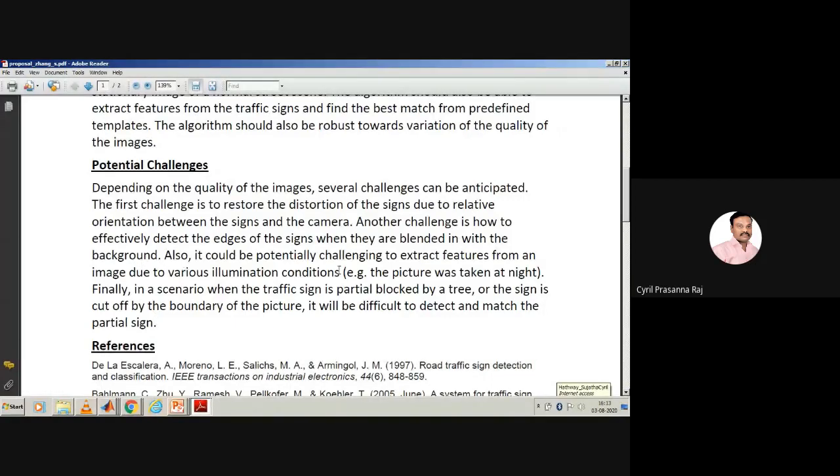Also, it could be potentially challenging to extract features from an image due to various illumination conditions. That means when you are driving your vehicle, early morning light may be very dim, very low brightness, and afternoon brightness may be very high.